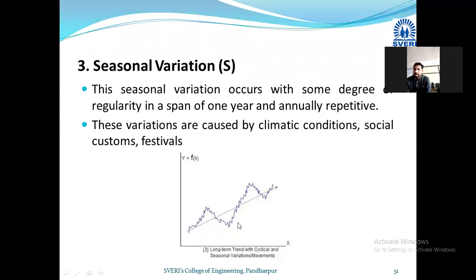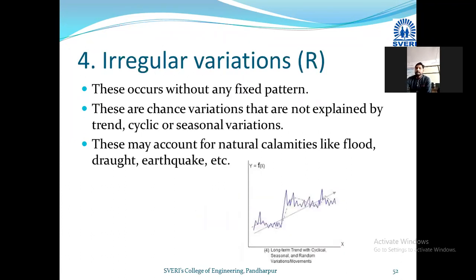So this is the cyclic variation, and within that cyclic variation, this small variation is nothing but a seasonal variation. Getting everyone? Now the last one is the irregular variation.